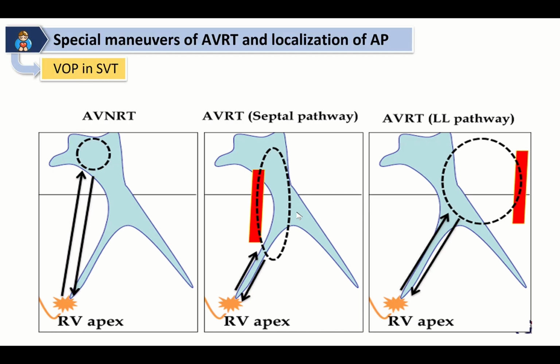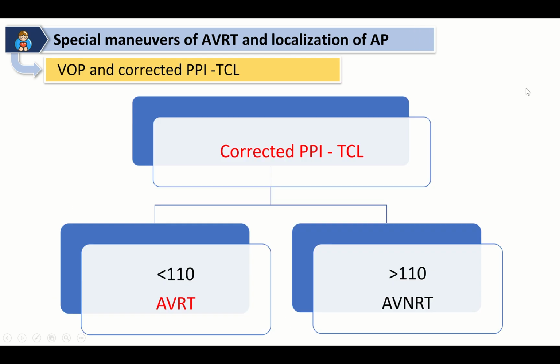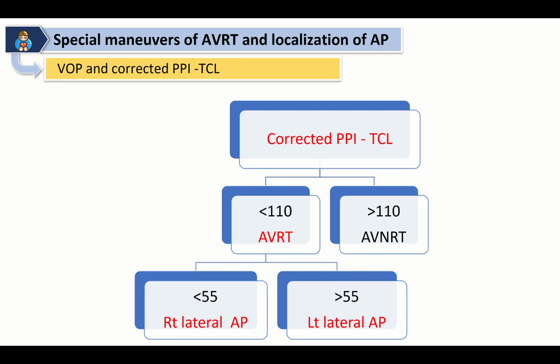And to understand the concept that we discussed before, in AVNRT it's more than 115. In a septal accessory pathway, we are very close, so the difference is less than 115, maybe 50 or 60. In AVRT using a left lateral accessory pathway, it's a gray zone. Now let's go to the corrected post-pacing interval. The golden rule in AVRT is less than 110. We know about this. Let's go to more details.